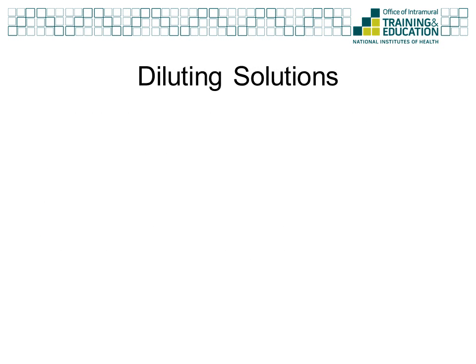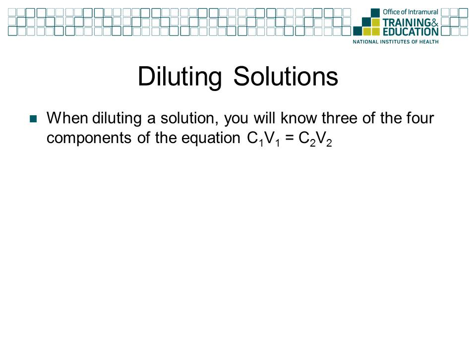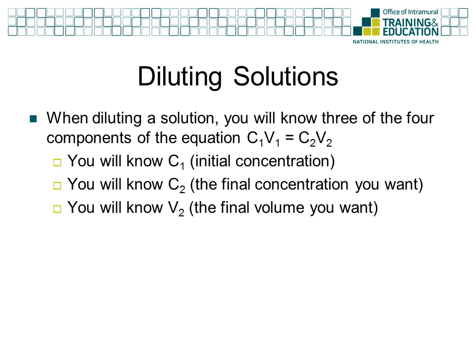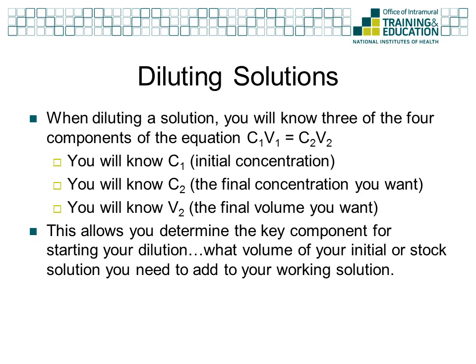When making dilutions, you will know 3 of the 4 variables from the equation C1V1 equals C2V2. You will know your initial concentration, or the concentration of the stock solution you are about to dilute. You will know the final concentration of the solution that you will want to be working with, and you will know how much of the final solution you will want to be making up. What you will need to solve for is how much of your initial stock solution you will need to add to the final solution to get the desired concentration.